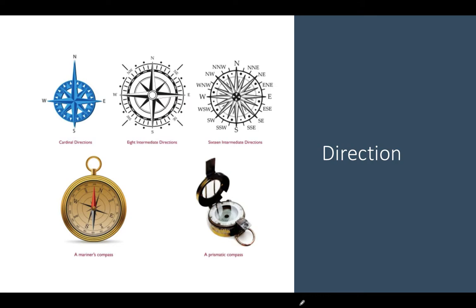So the cardinal directions: here you can see north, then south, the opposite of north, then east and west. These are the cardinal directions. There are 4 cardinal directions. And you will note that maps usually have an arrow marked with the letter N.